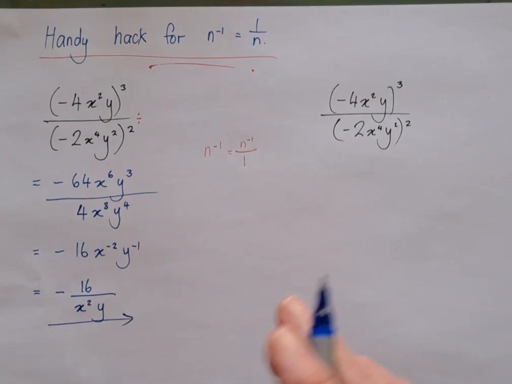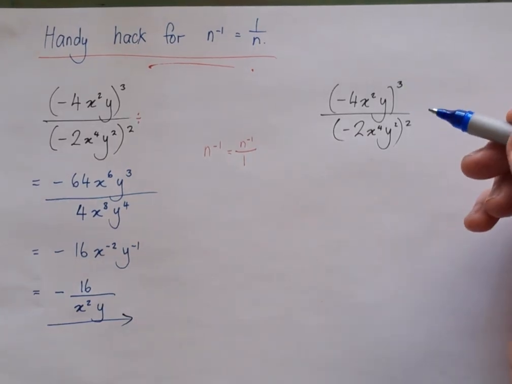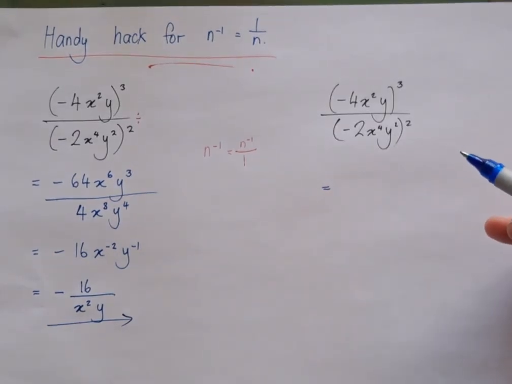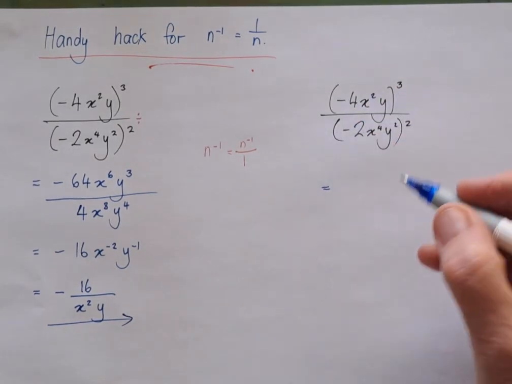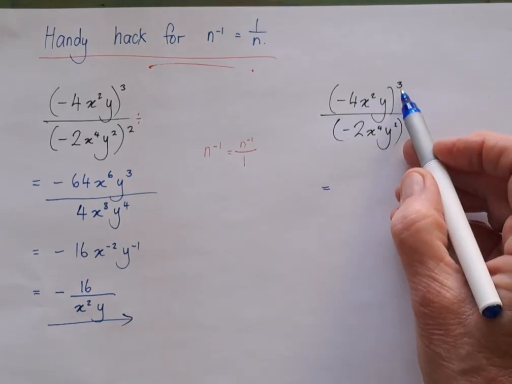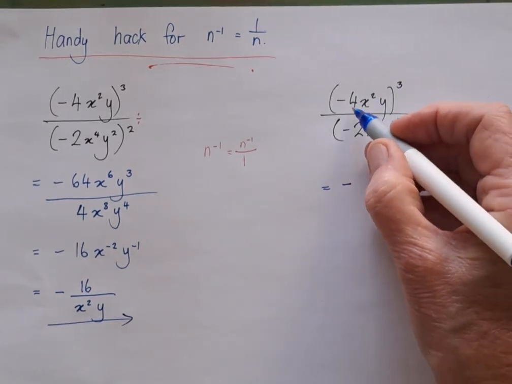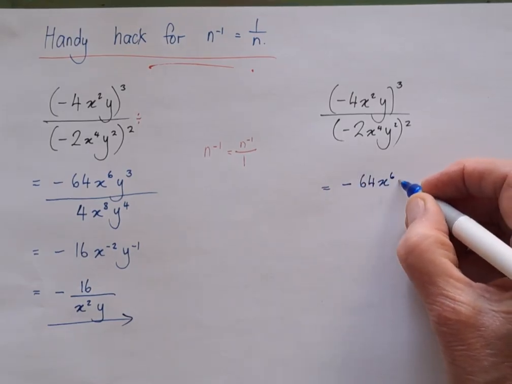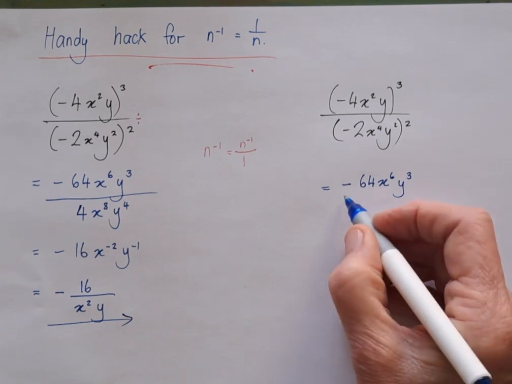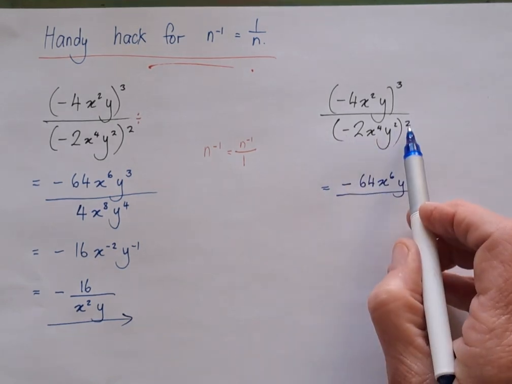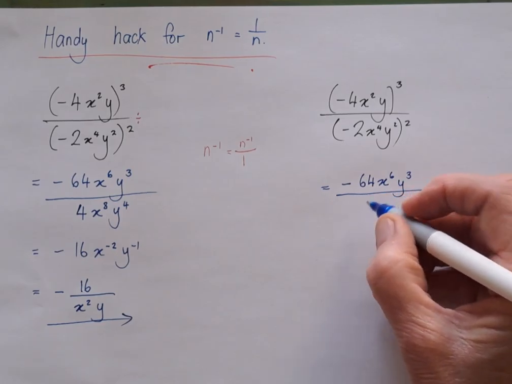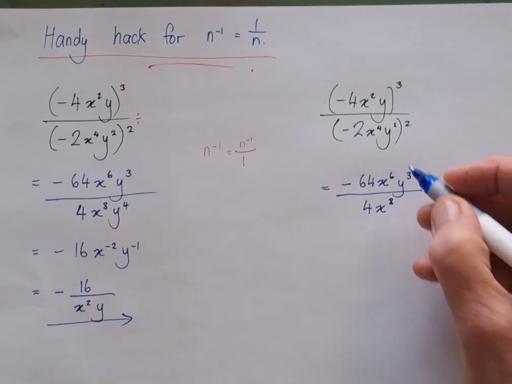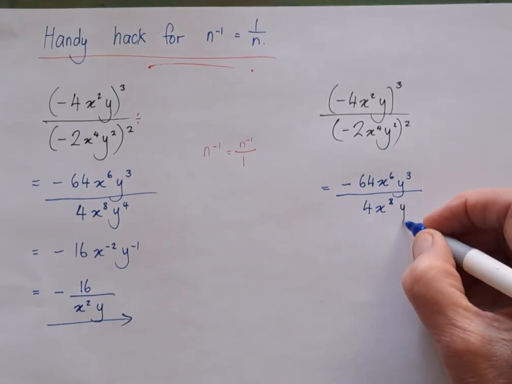So let's have a look at another way of doing it. We're going to start off exactly the same. I'm going to talk through it again just to consolidate it in your mind. A negative raised to an odd exponent is negative. 4 cubed is 64. X to the 2 times 3 is x to the 6. Y to the 1 times 3 is y cubed. Over a negative to an even exponent is positive. 2 squared is 4. X to the 4 times 2 is 8. Y to the 2 times 2 is 4.